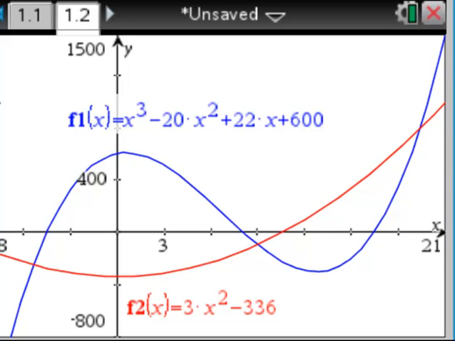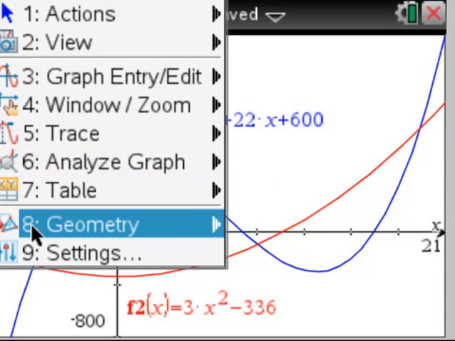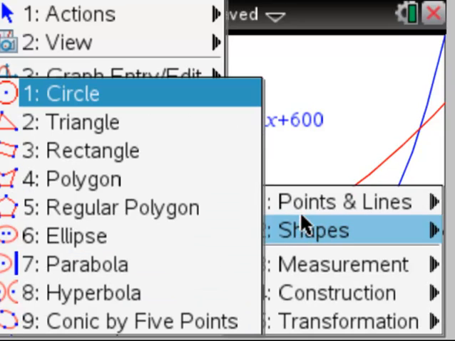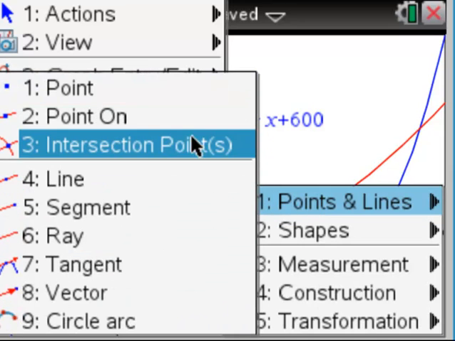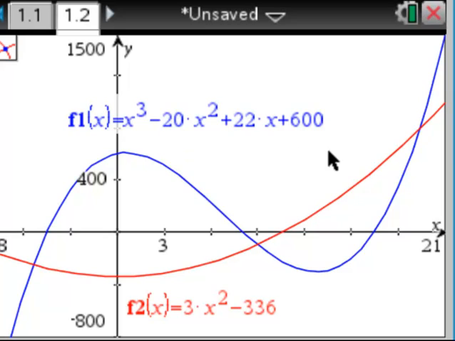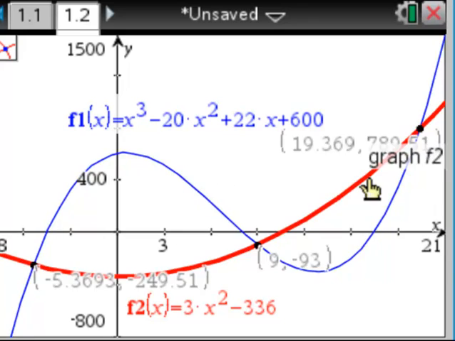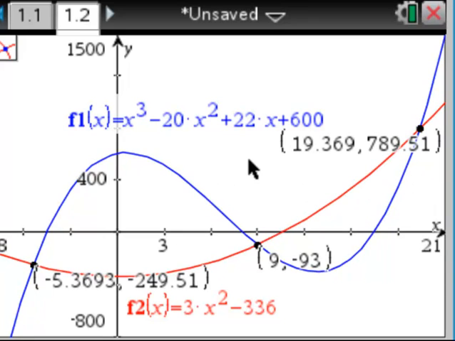So for this we can go to menu, geometry, points and lines, intersection points. Here I just need to select the two graphs I have in mind for intersecting, and all the intersection points will be displayed and computed all at once. So that one and that one. Everything appears.